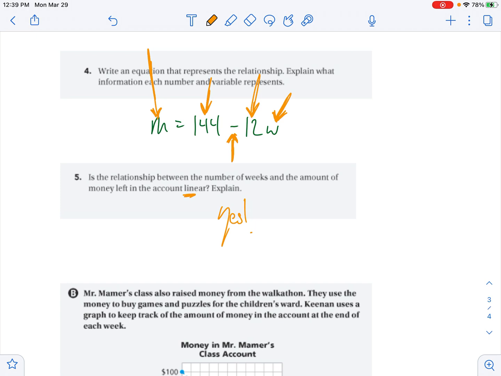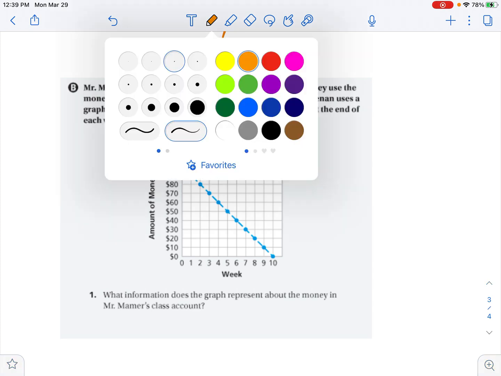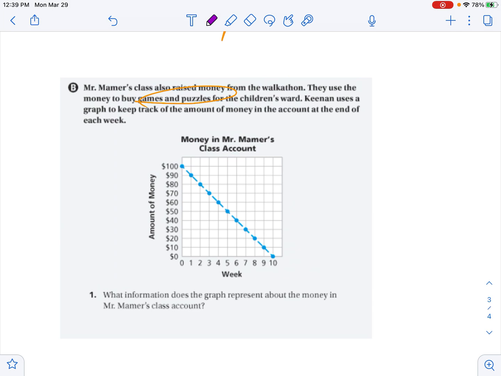And that's just fantastic. Well, we got another teacher, Mr. Mamur's class. They raised money for the walkathon, and they're going to use theirs for games and puzzles. So one group is getting books, one group is getting games and puzzles.